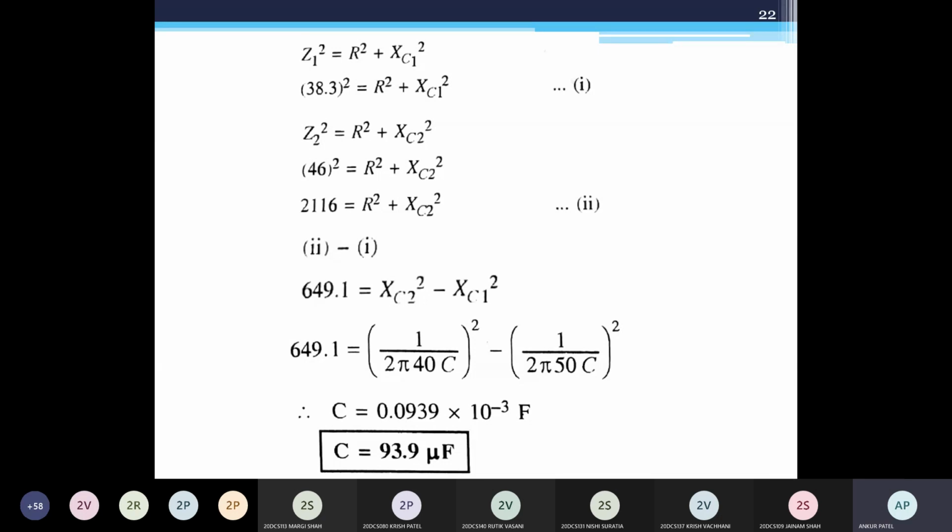Sometimes, due to printing mistakes, since I have taken this from the book, there will be some mistakes in the answer. So just check from your end. Is it right or wrong?